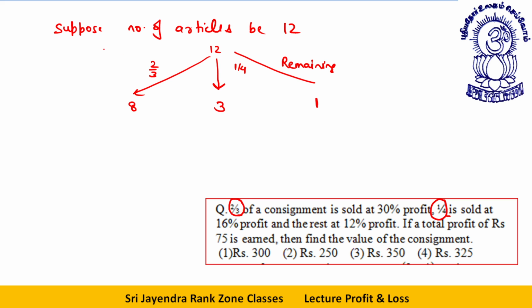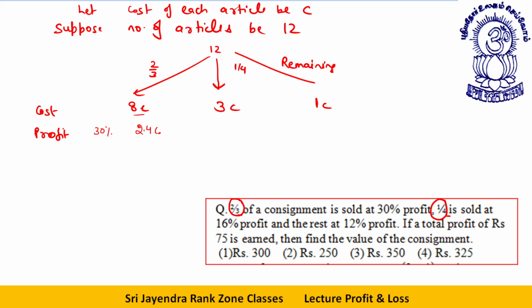Okay, this two-thirds is sold at a profit of 30%. Suppose number of articles be 12, let cost of each article be C. So the cost will be obviously 8C, 3C, and 1C. Profit is equal to 30%. 30% of 8C means 2.4C.